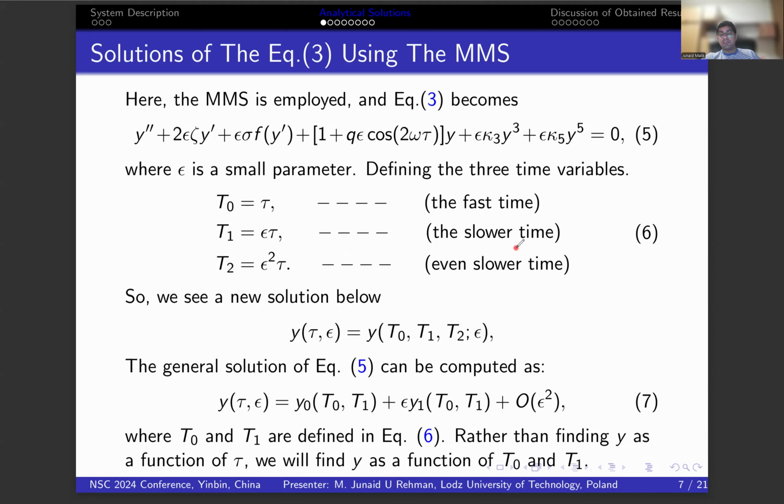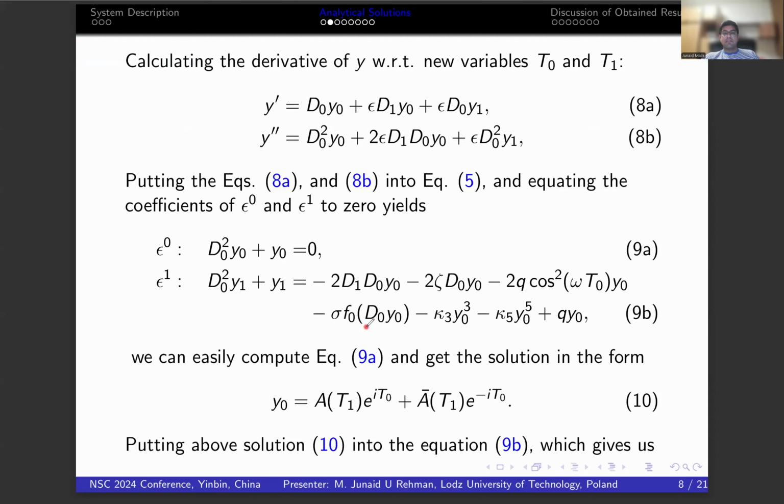That means we will find a solution of y in terms of variables T0, T1, rather than finding y in terms of tau. When we use the multiple scale method, we convert our nonlinear ordinary differential equation into a partial differential equation. And then we have supposed the general solution of equation 5 in the form of equation 7, and then we have calculated derivatives in equation 8.